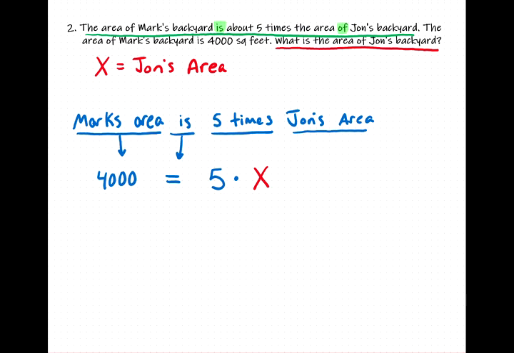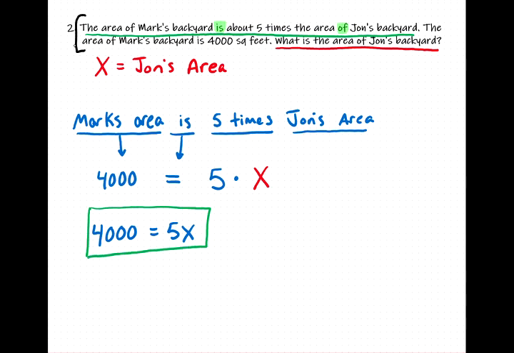So our mathematical equation here is 4,000 equals 5x. And that, again, we're going to stop with the initial setup. So again, we took a problem given in English and translated it to the language of mathematics. 4,000 equals 5x, where x represents the area of John's backyard.